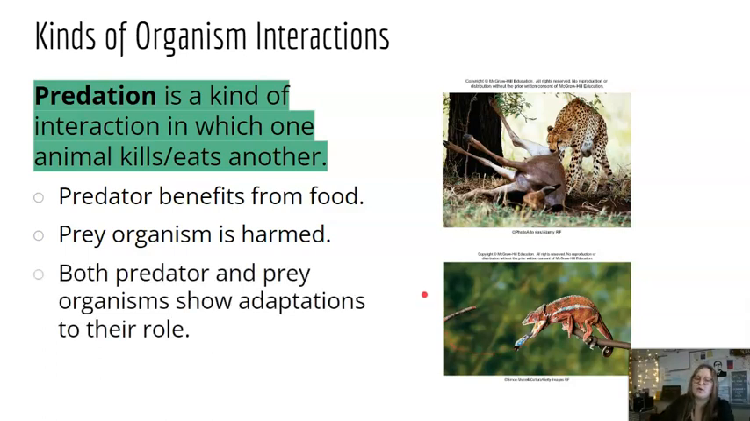Both predator and prey organisms show adaptations to their role. Usually the predator is going to be really fast, strong, able to take down its prey, and then prey animals tend to be fast as well, and they're usually kind of colored for their environment. So they're not going to be colored in any way that they're going to stand out, whereas a predator can be. They're not always, but they can be.